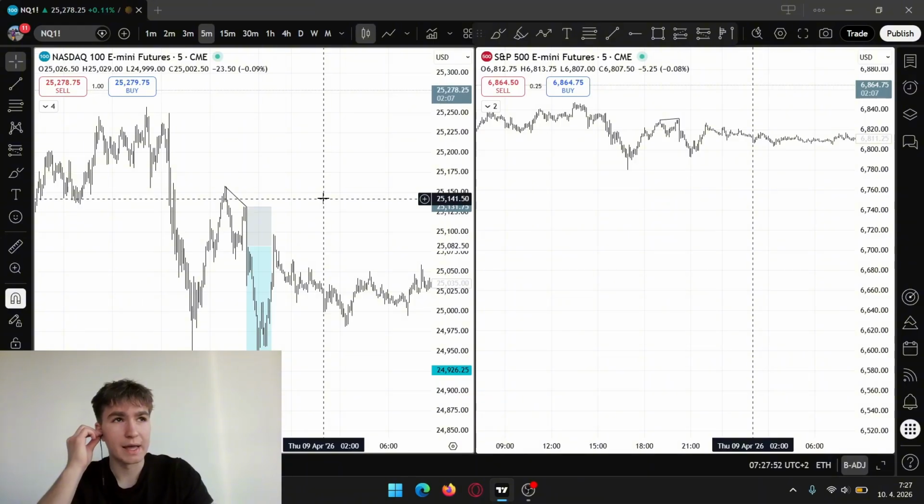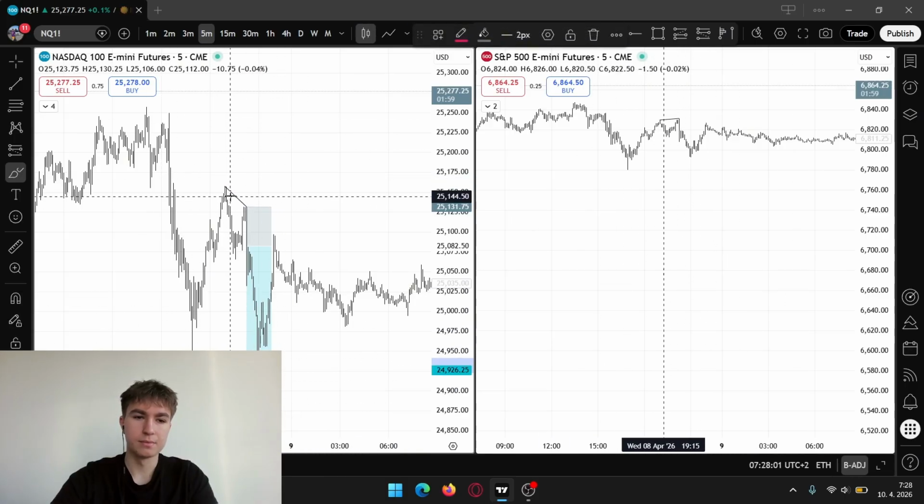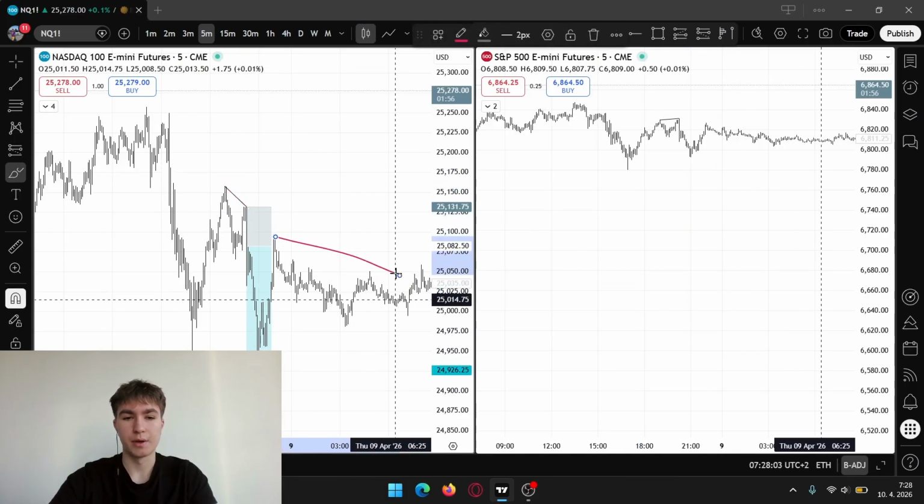So that's the SMT divergence, real simple, just this correlation between two assets. A bullish would be at the bottom, bearish would be at the tops. So yeah, that's pretty much it.